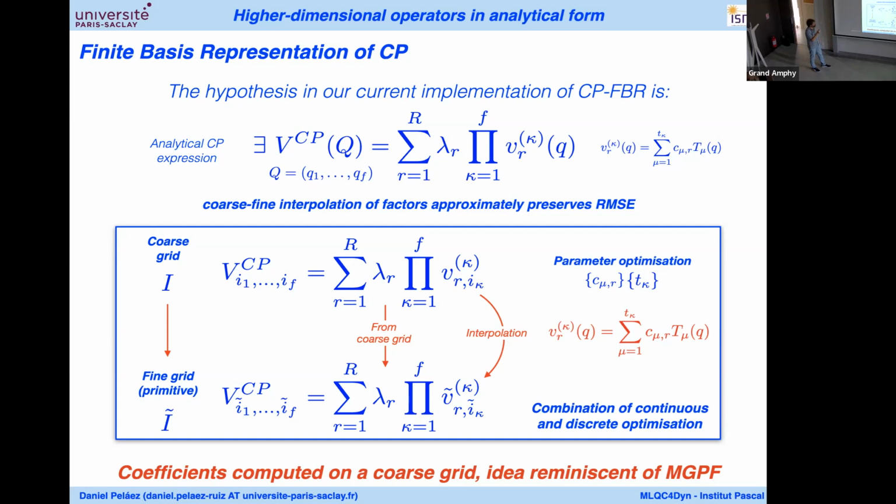So first, we will work with some reference, which I call the coarse grid. And this reference must capture all the relevant information contained here in terms of correlation between the degrees of freedom. This fine grid, the primitive grid, is the grid on which my wave packet will propagate. So it has to be dense enough to provide converged dynamics.